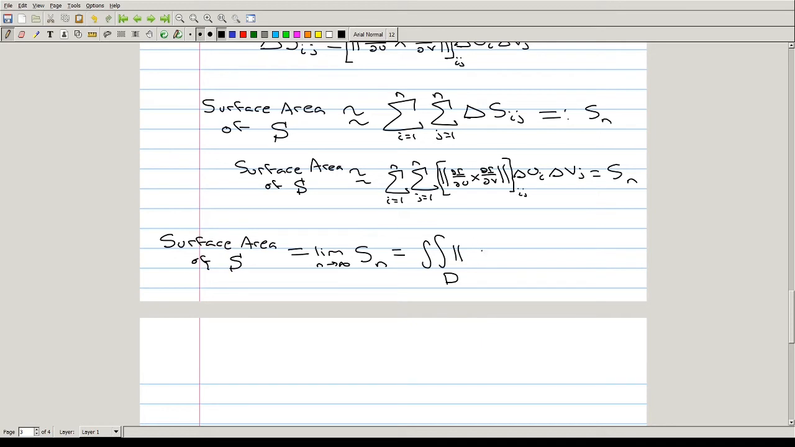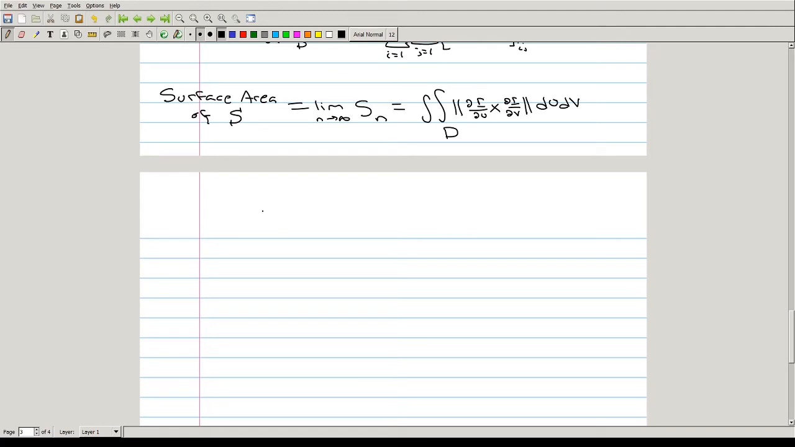But this is exactly equal to the double integral of dr du cross dr dv du dv. And what we'll do is we'll actually call this something special. This is what's called the surface integral. The surface area of some surface S is the surface integral of the constant function 1 over that surface. That's what this is called.